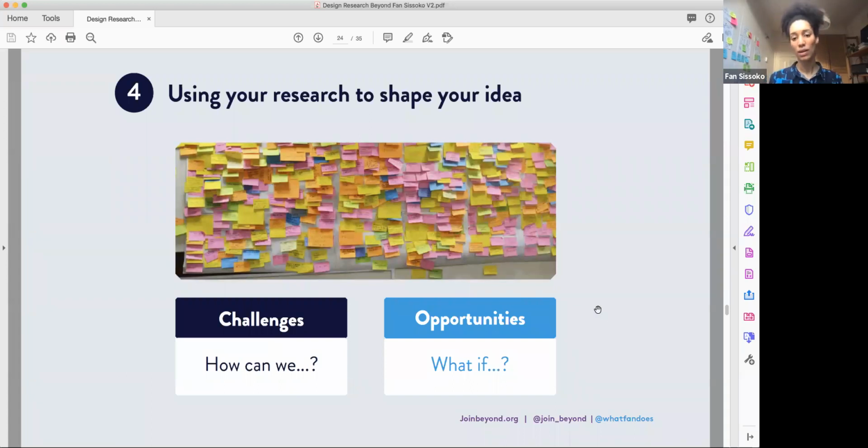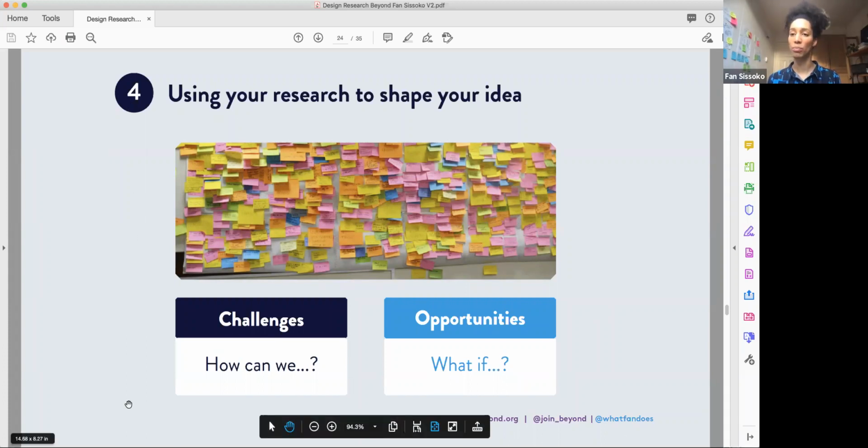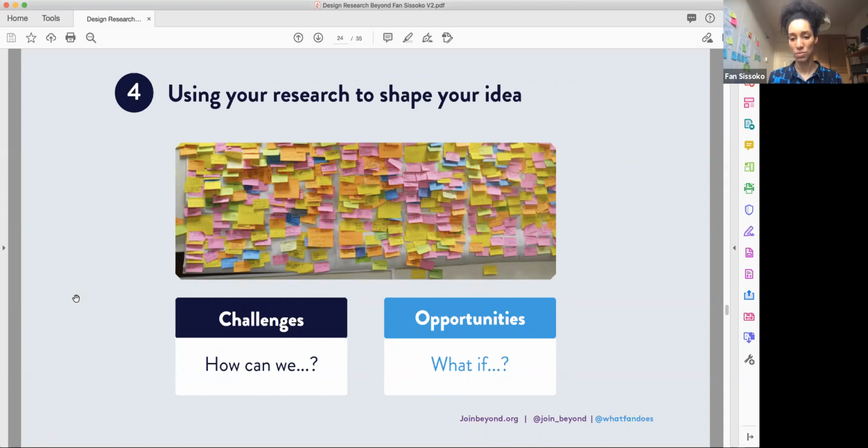actually some really specific challenges and opportunities that I think I need to solve, or that the project needs to solve. And I think the next session is going to tell you a little bit more about this, like how to make the most of your research when you move towards the design phase. So I'm not going to spend too long on this.